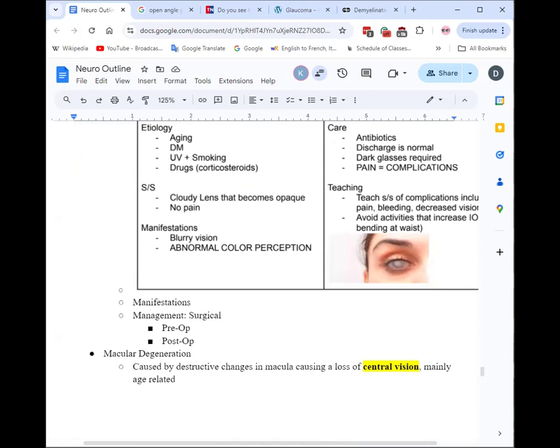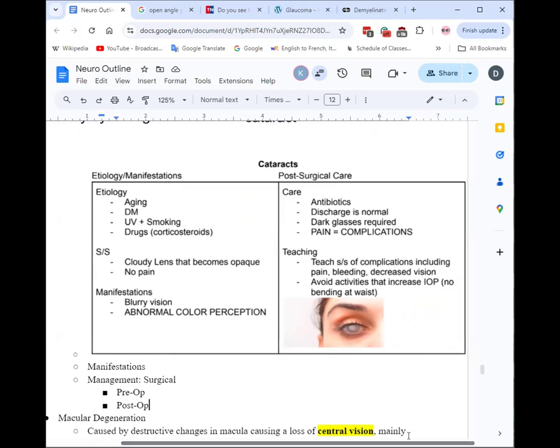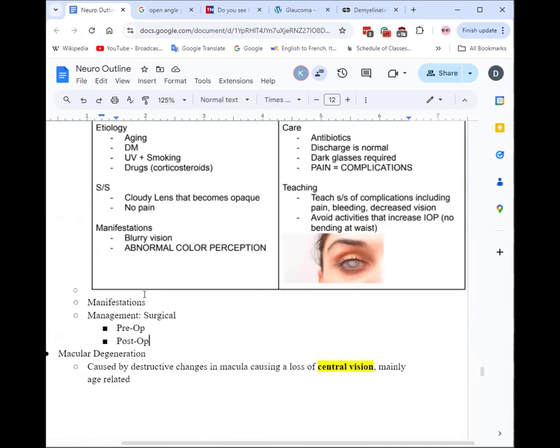Let's see what else we got. I have this chart for you guys. The main risk factor is aging. As you age, you have a higher risk for developing cataracts. The usual suspect, diabetes, is always there. Some drugs can cause it, like corticosteroids in general, and smoking, another usual suspect. Your main thing is going to be that cloudy lens. You're not going to have pain, but you'll have blurry vision at first and then abnormal color perception.